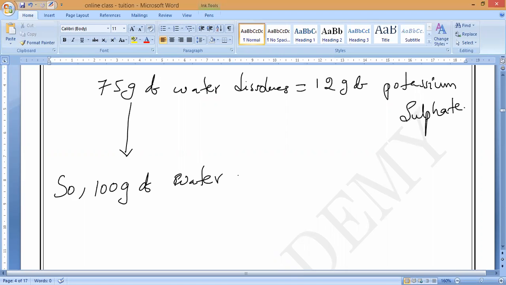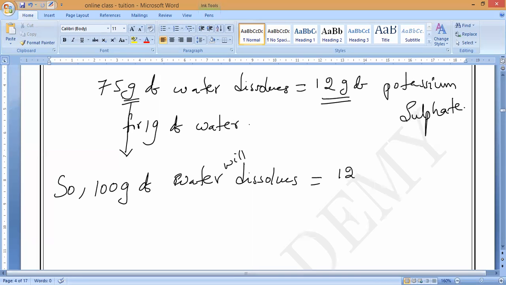Can you say 100 grams of water will dissolve 12 by 75 into 100? Why 12 by 75? Because we will find it for 1 gram. 75 grams means 12 grams, and now for 1 gram of water, how much? For 1 gram of water it is 12 by 75 grams of potassium sulfate. Is it yes or no, guys?